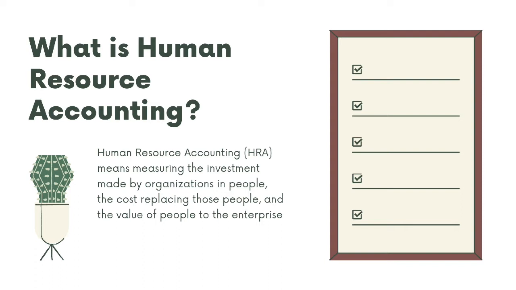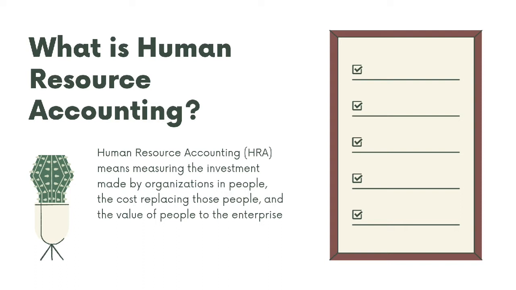In a literal sense, human resource accounting means accounting for people as an organizational resource. It involves measuring the costs incurred by business firms and other organizations to recruit, select, hire, train, and develop human assets. It involves measuring what it would cost to replace an organization's human resources. It also involves measuring the economic value of people to the organization. Thus, human resource accounting means measuring the investment made by an organization in people, the cost of replacing those people, and the value of people to the enterprise.